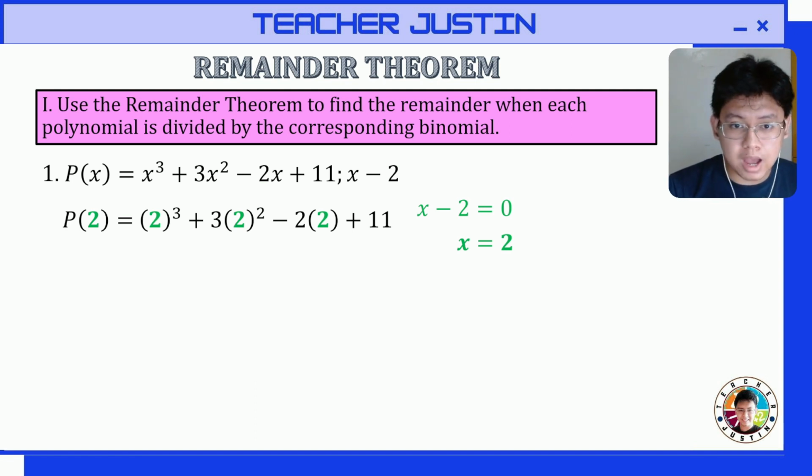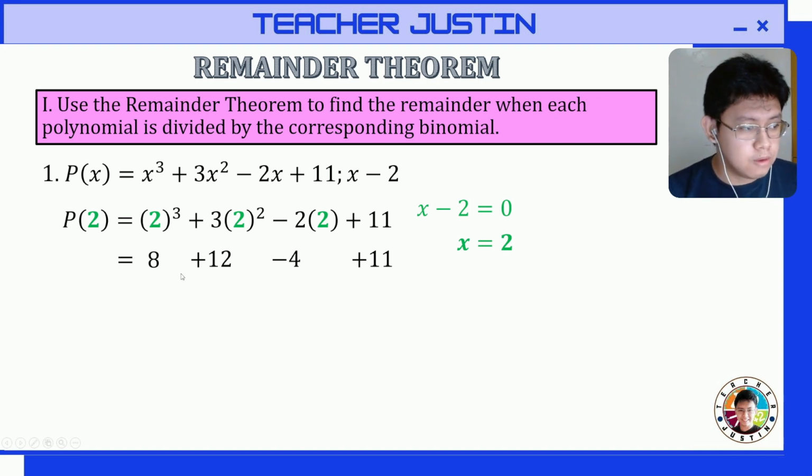Now let's simplify each term. So we have 2 cubed is 8. 3 times 2 squared, 2 squared is 4, times 3 will be 12. Negative 2 times 2 is negative 4. Then plus 11. Now, let's add or subtract from left to right.